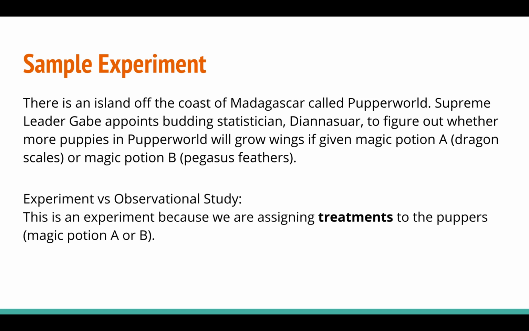This is an experiment because an observational study observes individuals and measures variables of interest, but it does not attempt to influence the responses. On the other hand, an experiment deliberately imposes some treatment on individuals to measure their responses. When we want to determine a cause and effect relationship, we must conduct an experiment. The question is, is it a good experiment?